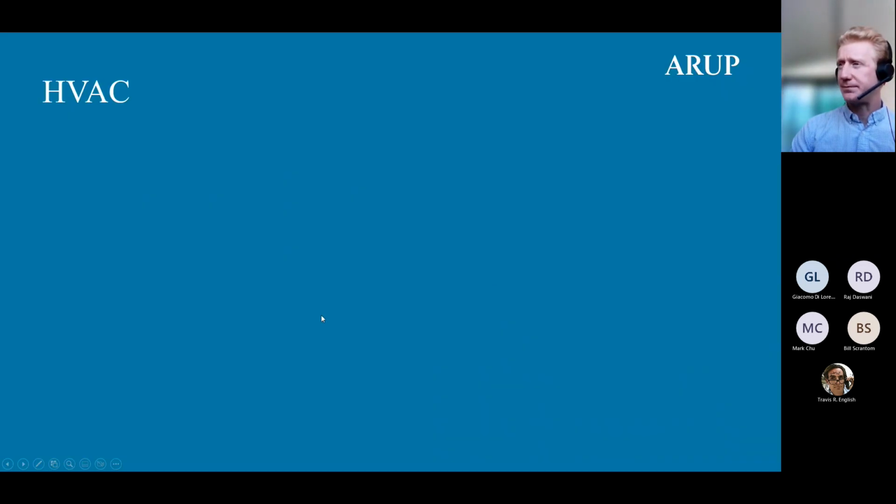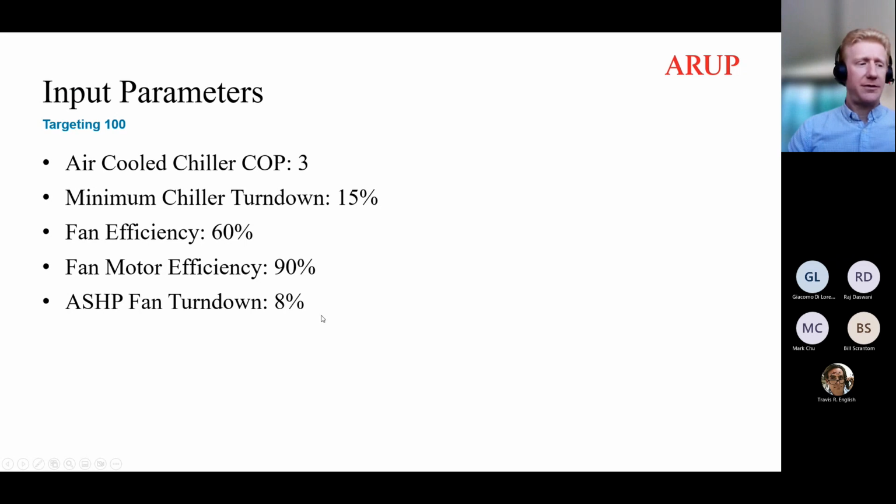At the output of the model. And so finally, a quick comparison of how we thought about HVAC. For all of these simulations, we looked at an air-cooled chiller providing cooling for the hospital. We focused on cooling load, as was noted previously. The COP for the air-cooled chiller was 3 with a turn down of 15%. On the air handling units, which are the other key driver of energy, which was our key focus in this study, we had a fan efficiency of 60%, a motor efficiency of 90%, and an ability to turn down to 8% based on initial selections for the project.